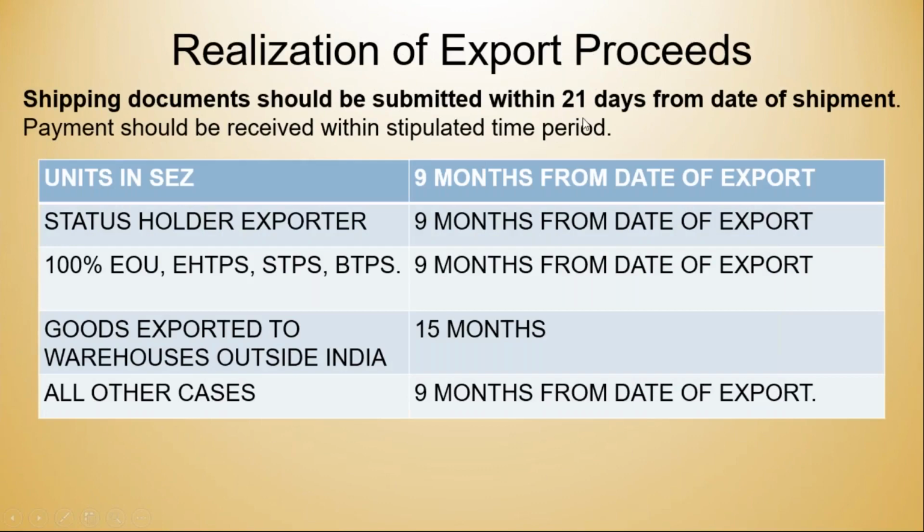Okay, and in general, these are the conditions I already told you. Whenever you are making a shipment, if you are a status holder, within 9 months from the date of export you have to get the realization. SEZ also 9 months. EOUs and others again 9 months. Only goods exported from a warehouse outside India get 15 months. Otherwise, in all other cases, it's 9 months. So this is how the realization works, and within 21 days from the date of shipment you have to get the realization. These are as per the RBI guidelines.